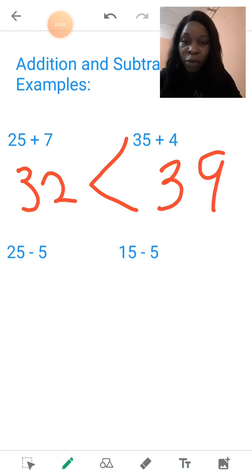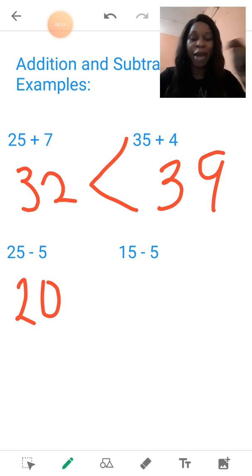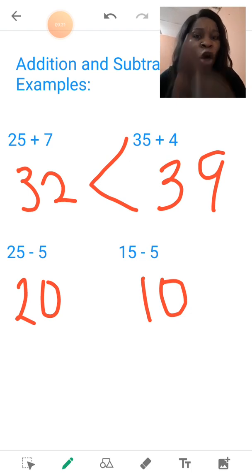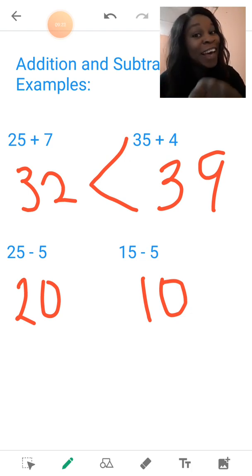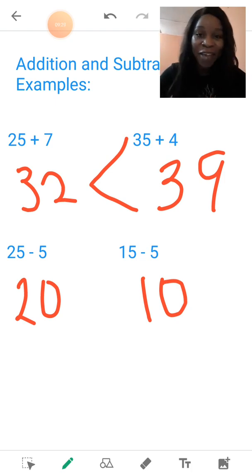And I go 20. Why 15 minus 5? You count 15, minus 5 from it will give us 10. Now the question is, is 20 greater than 10 or is 20 less than 10? Of course, 20 is bigger than 10. So 20 is greater than 10.